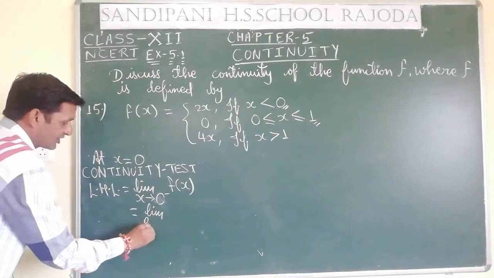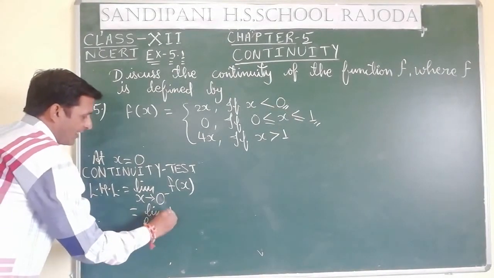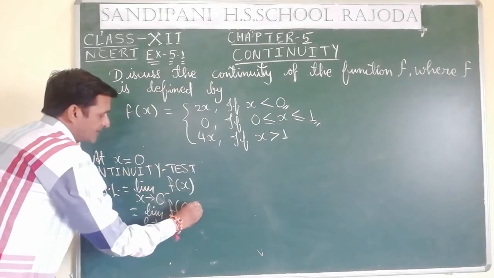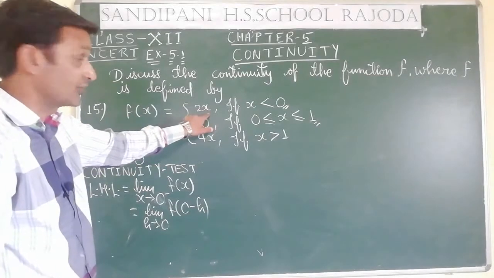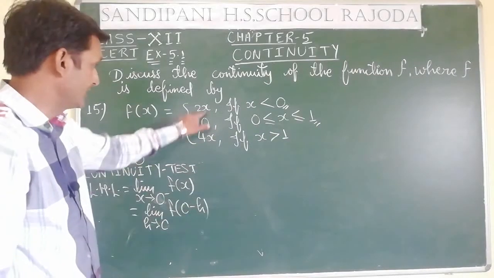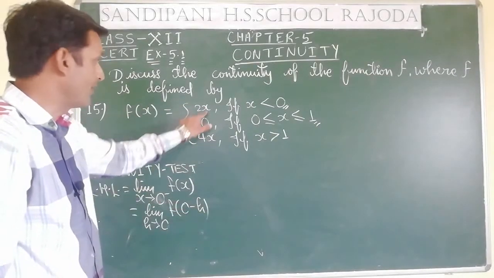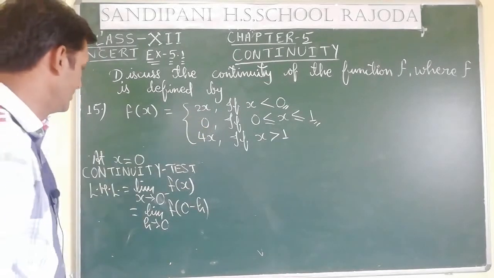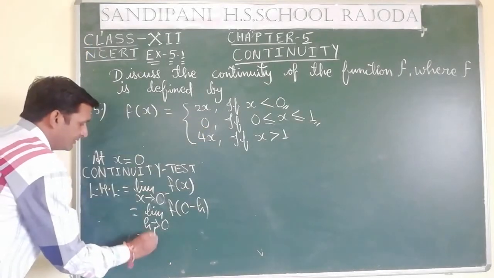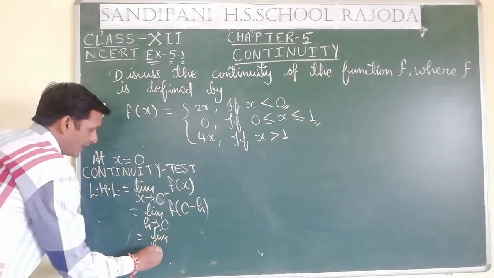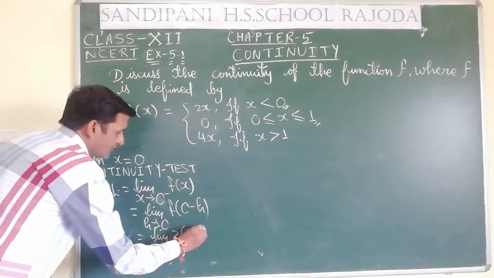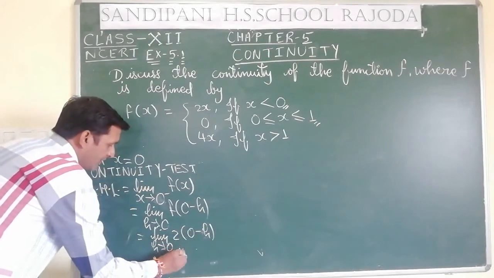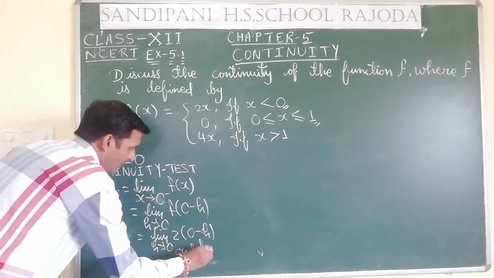Limit h tends to 0 f of 0 minus h. What we have to do is substitute the value of x here in this part, 0 minus h in place of x. So now it will be limit h tends to 0 2 into 0 minus h. On solving the limit, what will happen?